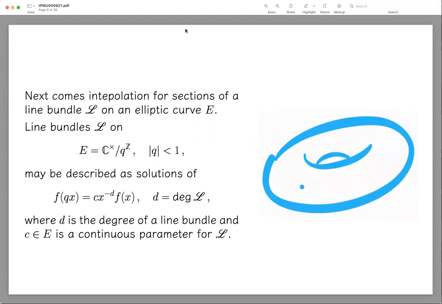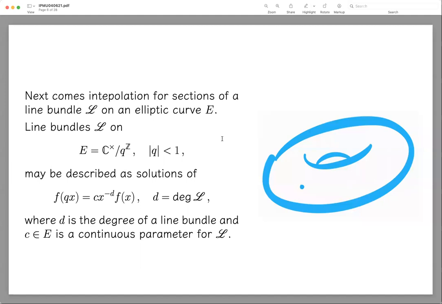And now we come to the elliptic situation. We were talking about the affine line, then we talked about the torus or the multiplicative group, and now we'll talk about the elliptic curve. You can talk about general elliptic curves, but for us we'll take elliptic curves over complex numbers, and those can be written concretely if I take C star, the non-zero complex numbers, and mod out by powers of q, where I will assume that q is less than 1 in absolute value. And so that's an elliptic curve.